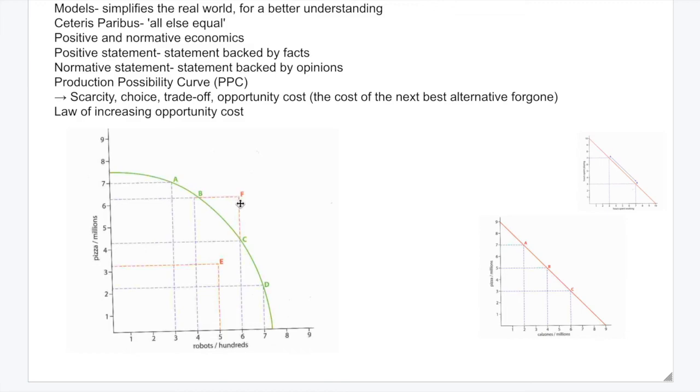Now at point F, you're producing around 6 million pizzas and around 600 robots. That's unattainable. That means you can't do that, because this curve shows the full capability and the effective use of resources, the full use of resources. So if you want to produce more than what's possible, it's not possible. That's why it's unattainable. This means that basically you can't do it. It's impossible to produce that amount of goods for pizzas and robots. But how do we produce at this point if we want to?